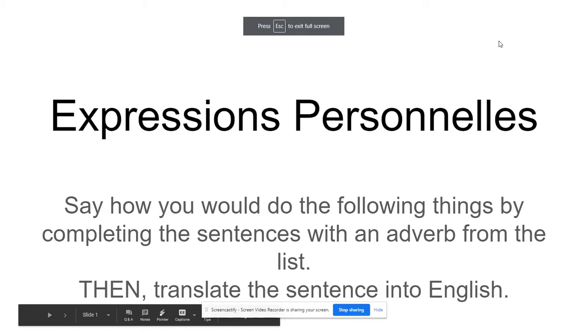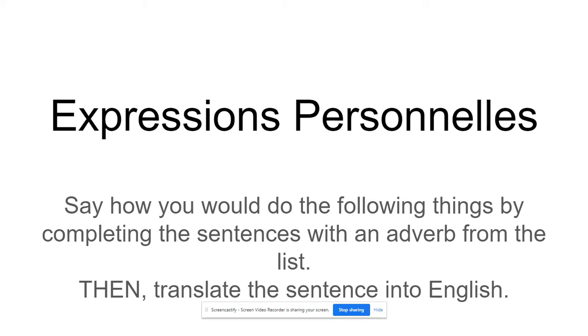Okay, so welcome to this activity called Expression personnelle, where you're going to say how you would do the following things by completing the sentences with an adverb from the list. Then I want you to translate the sentence into English. So it's kind of like a write and translate, which we're pretty used to.